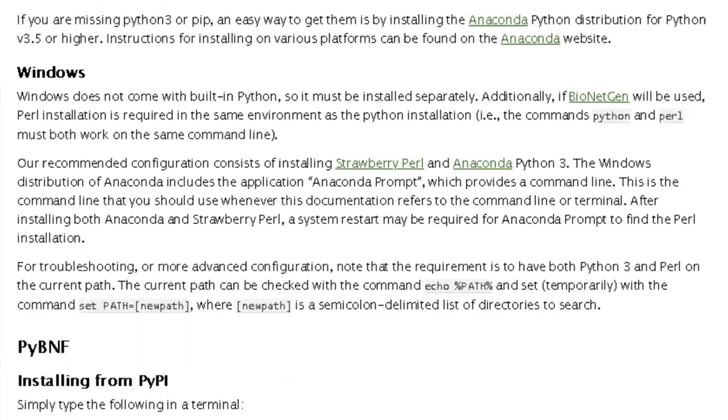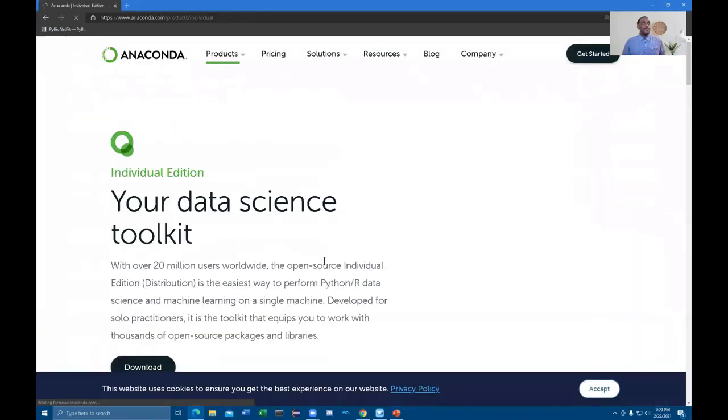We will start with the Anaconda 3. Windows 10 does not come with a built-in Python, so it must be installed separately. Anaconda 3 is a Python distribution that includes all necessary packages to pip install PyBioNetFit. To install it, we will click on this link that will take us to the Anaconda 3 webpage.